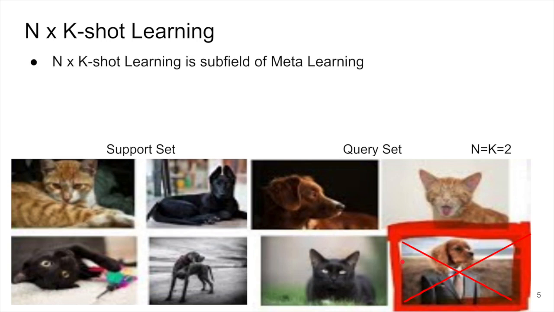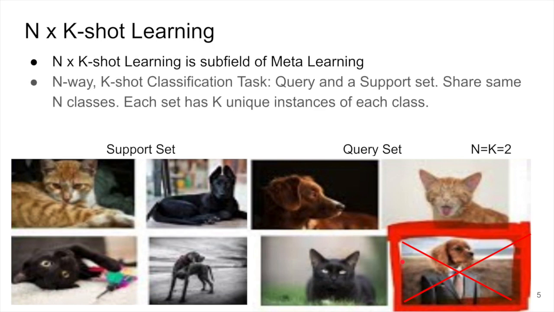N/K shot classification is a subfield of meta-learning which aims to solve N/K shot tasks. In an N/K shot classification task, a model is given a support set and a query set, each sharing the same N classes with K unique instances for each class in each set. The algorithm must adapt to the support set and is then tested on the query set. We also refer to this as Few-shot classification.